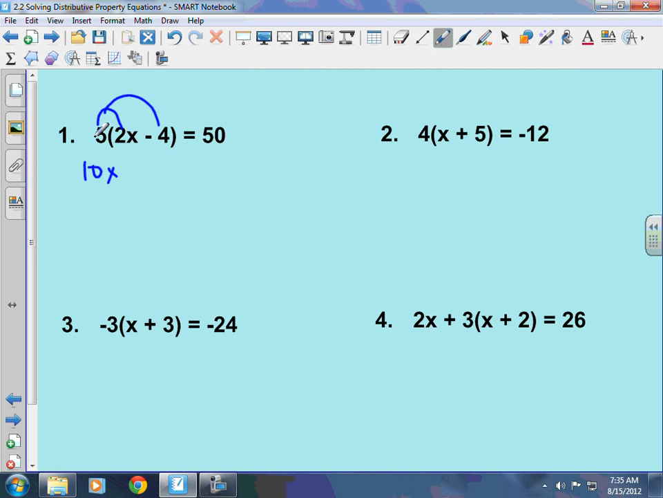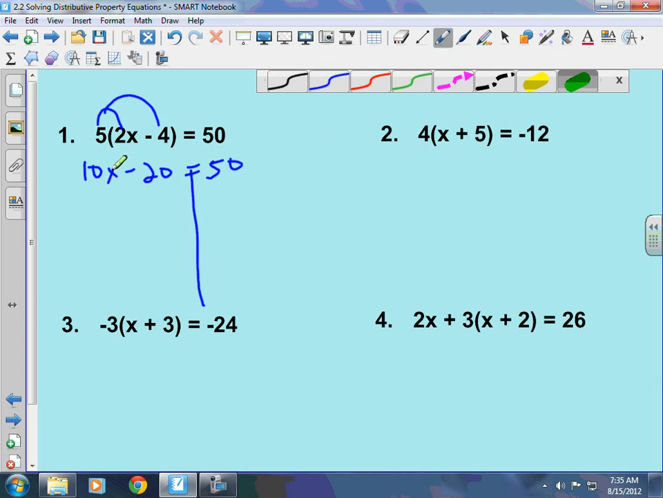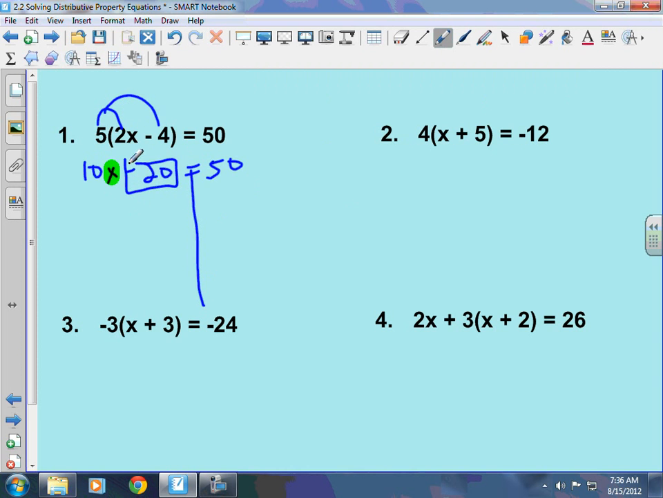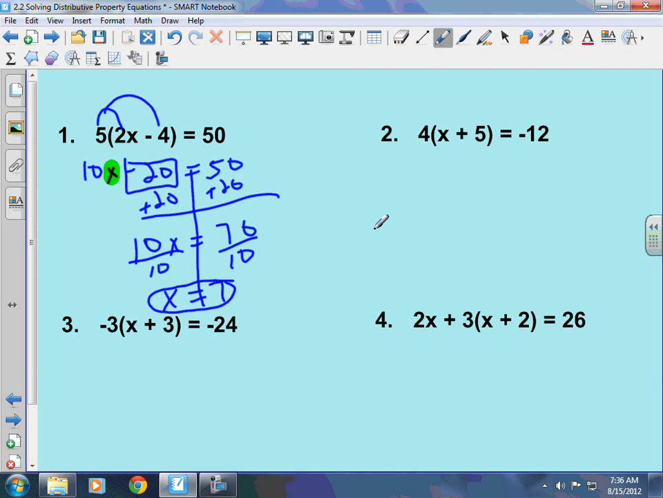5 times 2 is 10x. 5 times negative 4 is negative 20. Equals 50. Now I solve just like I have already taught you how. I have to get the x by itself. In order to do that, I have to get rid of the constant. That's the number by itself. It's a negative 20, so I add 20. 10x equals 70. I divide both sides by 10. X equals 7 is my answer.